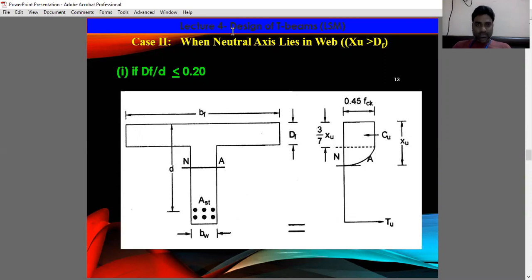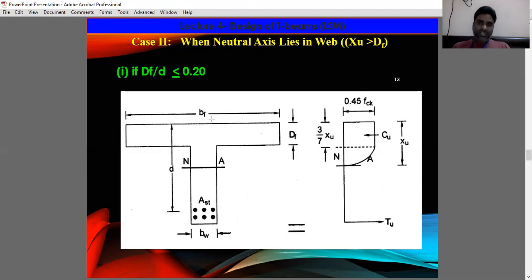See, it is clear that you can easily observe here. Up to here, the depth is a uniform rectangular portion. After that, it is a parabola. So you can calculate the compressive force for this case separately and this case separately, right? First of all, you need to calculate the compressive force and the tension force. If you are able to calculate them, then it is very easy to determine the depth of the neutral axis. And if you know the depth of the neutral axis, then you can easily determine the moment of resistance.